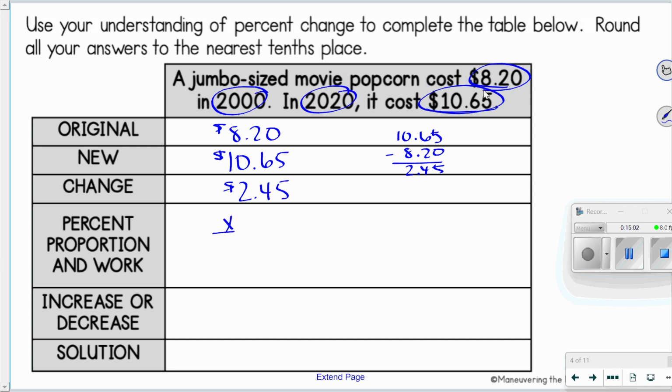So my percent over 100, I'm finding the percent increase. What was my change? 2.45. What was my original? 8.20. Do I see any easy reductions? Will that 820 go easily to 100? No. So now I'm going to set up my baseball.